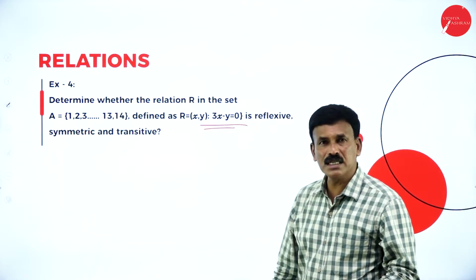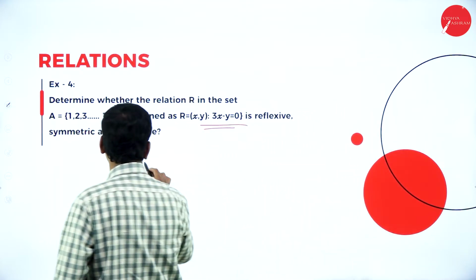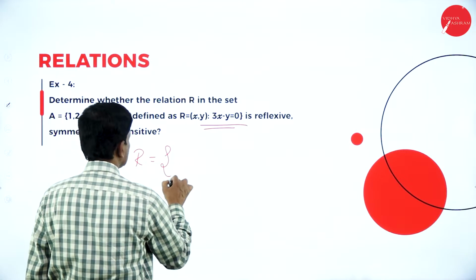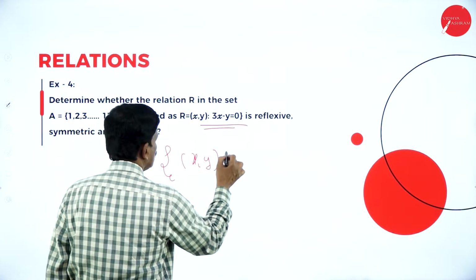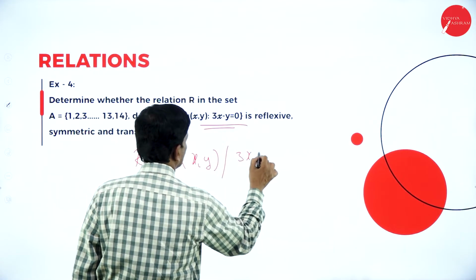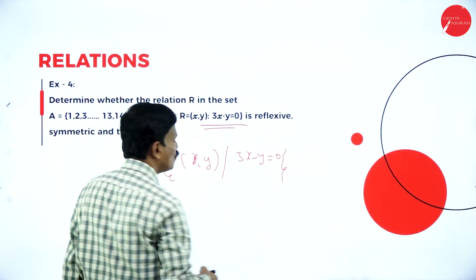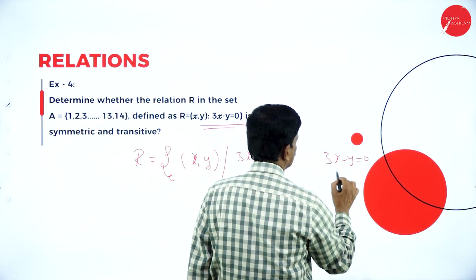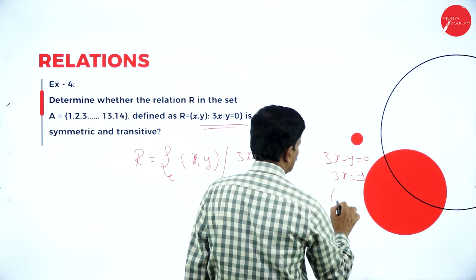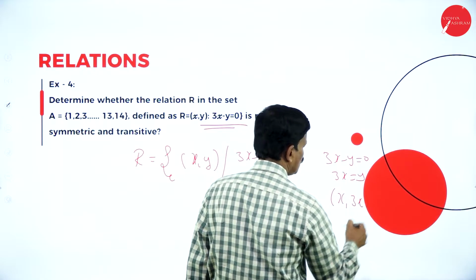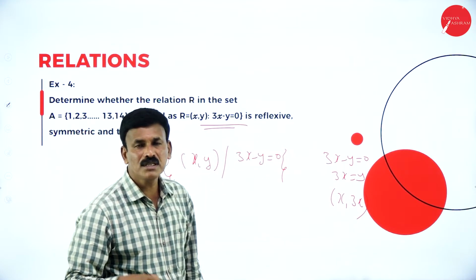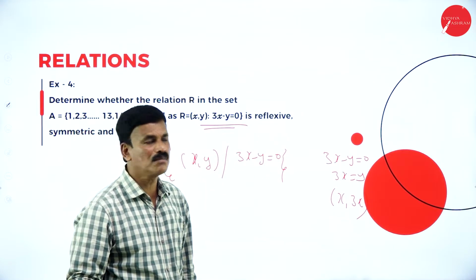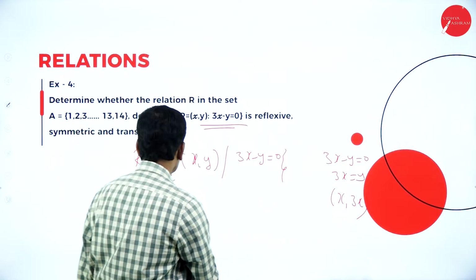Now, let us write down the relation. The relation is given: R is equal to {(x, y) such that 3x minus y is equal to 0}. What is the meaning of this? Here 3x minus y is equal to 0 means 3x is equal to y. If the first element is x, then the second element is 3 times x. That's it, (x, 3x). Here the relation is (x, 3x).